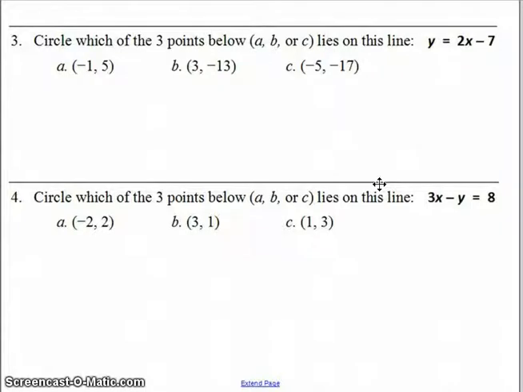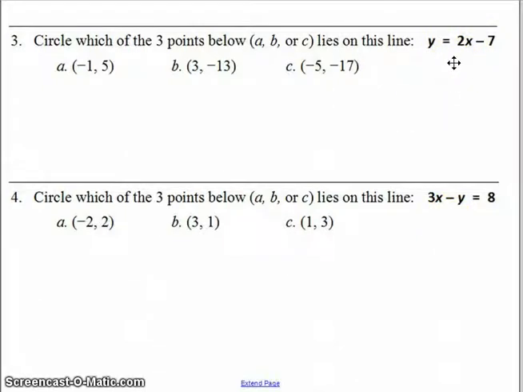Next 2 questions were similar to each other, 3 and 4. In both cases, you were supposed to figure out 1 point, and you were given a choice of 3 different ones to pick from, but 1 point actually does belong on this line. And again, another 1 point does belong on this line. The way to do it is to plug in the x and y values into the equation.